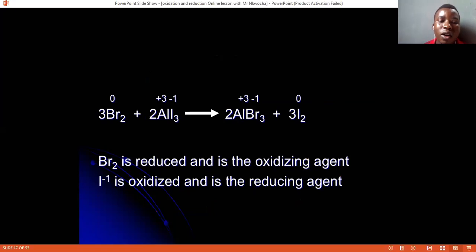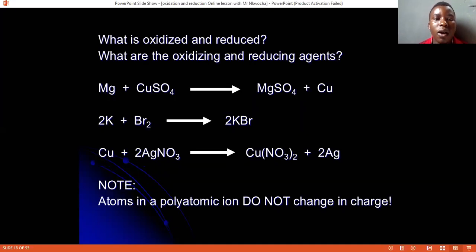Okay, so how do you now teach yourself? It's very simple. You can see how I did it here. I only calculated the oxidation states, and when you get this slide, you can always do it too. All right, so let's check another equation. So what is oxidized and what is reduced?